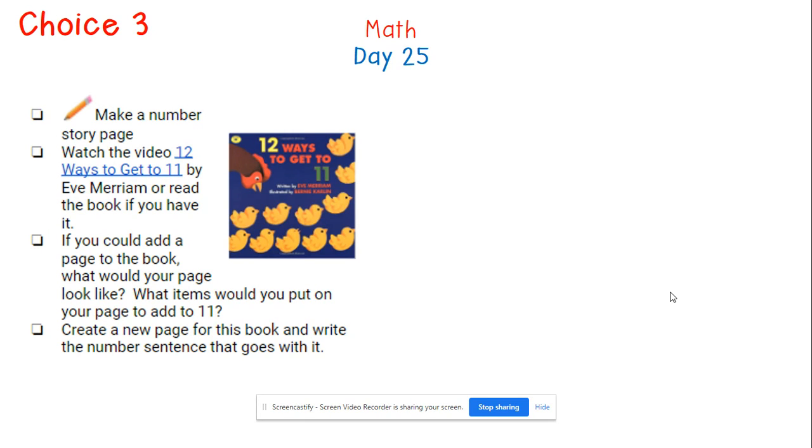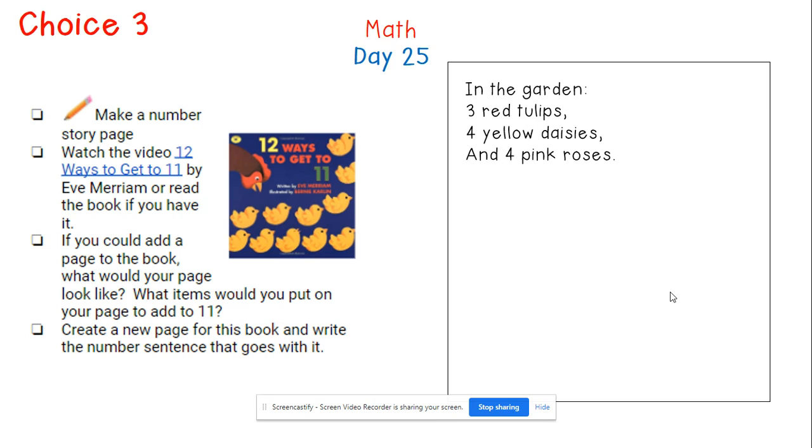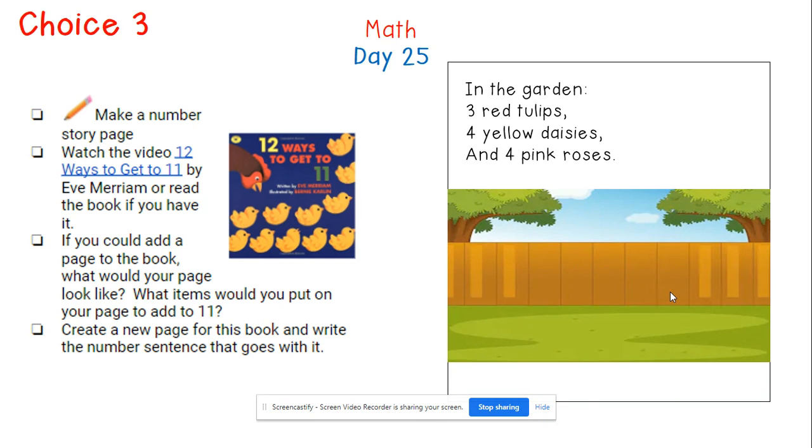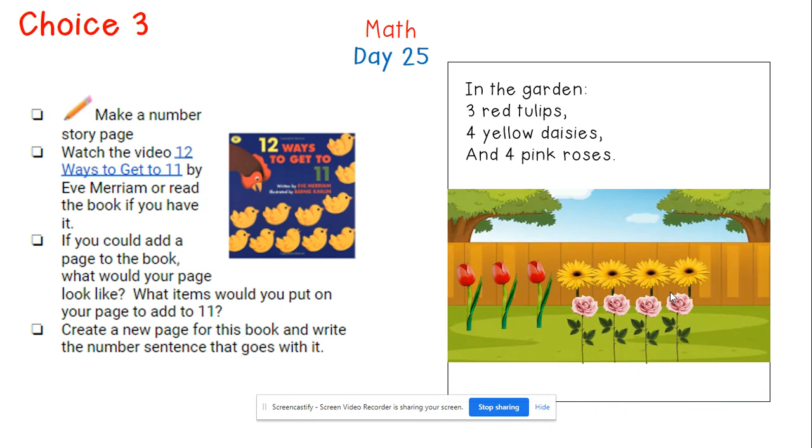Choice number 3 is you're going to make a number story. Watch the video. You're just going to click on this link. If you could add a page to this book, what would your page look like? So you're going to add a page to this book, Ways to Make 11. So here is my page. I put in the garden, there are 3 red tulips, 4 yellow daisies, and 4 pink roses. Then I drew a picture to match my story.